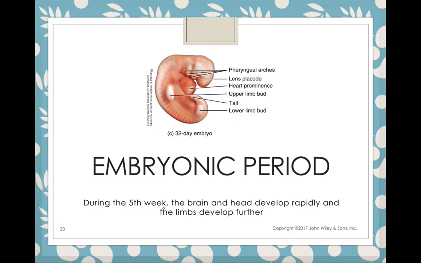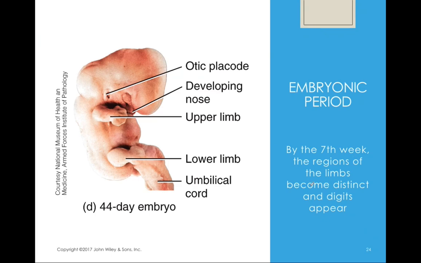Here during the 5th week, we're going to see that we have rapid development of the brain and the head. And while we do see the limbs developing during this period, their distinction will be here during the 7th week. The limbs are going to become much more distinct, and we're also going to start seeing the digits arising on the limbs as well.